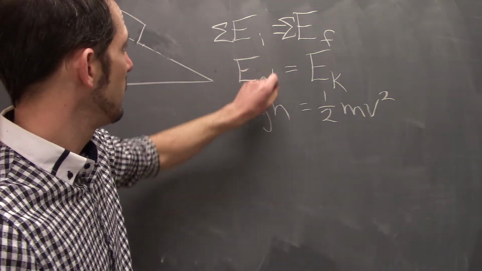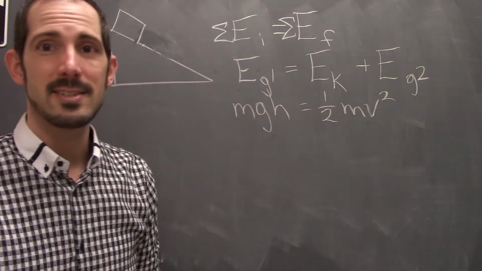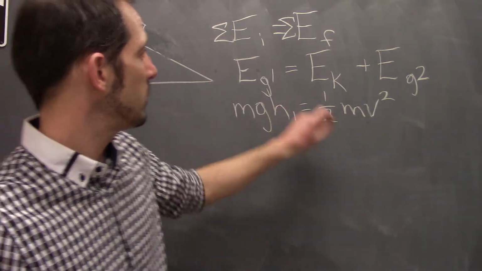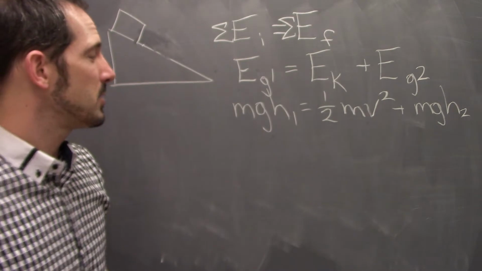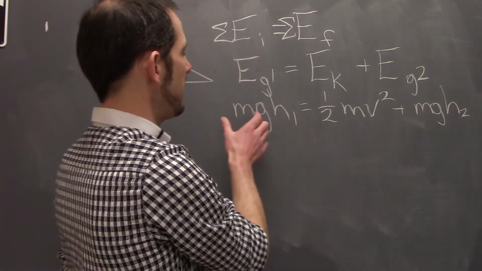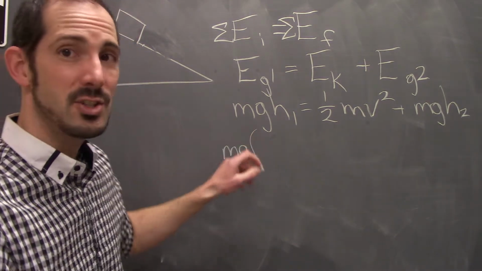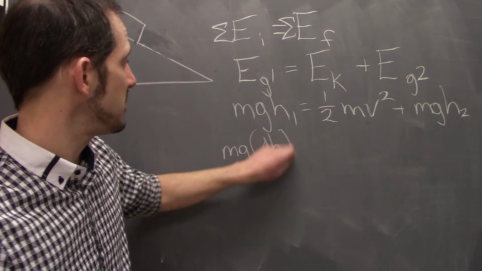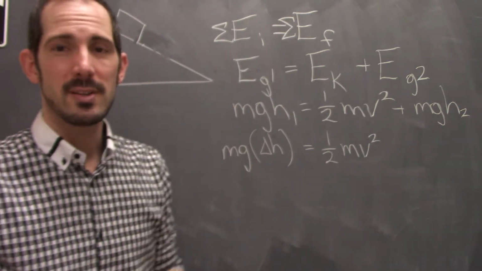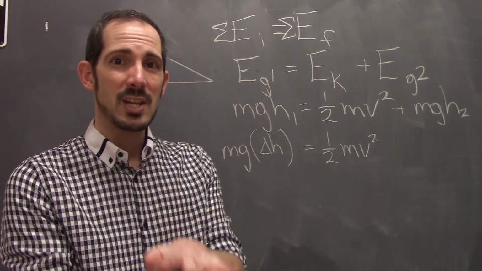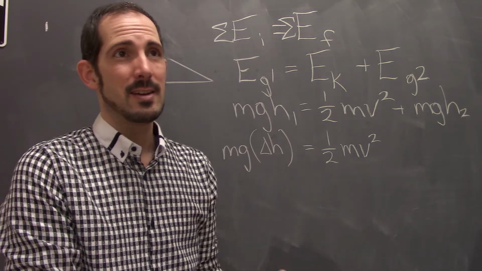So we could have Eg1 at the top plus Eg2, because maybe you didn't get to the bottom, you're just at some height that's a little bit lower. So mgh1 equals 1/2 mv squared plus mgh2. Then when you bring the mgh2 to the other side, you have mg times h1 minus h2. It's really just the delta h. It's the change in height, which equals 1/2 mv squared. So that's what's important. The velocity depends upon the change in height that the mass goes through within a gravitational field.